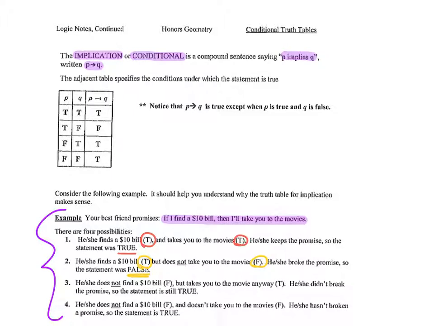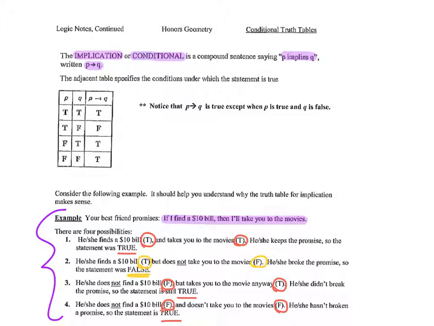The next situation is they didn't find any money, but they also take you to the movie anyway. So, they didn't lie to you. They just said if they found money, they'd take you. They didn't find the money, but they took you anyway just because they're nice. So that's actually still a true statement. And then the last situation, they didn't find money and they didn't take you to the movies. Nothing happened. He didn't lie to you, didn't break a promise, so that's a true statement.